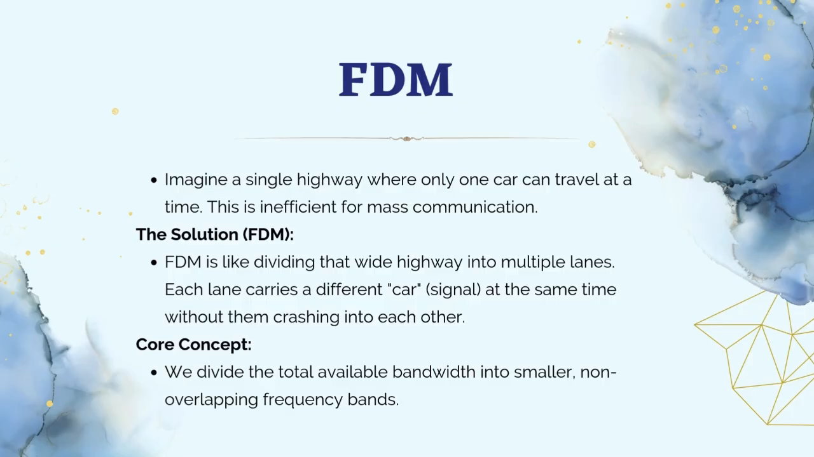Frequency division multiplexing, or FDM, is our solution. It's like taking the narrow road and expanding it into a massive multi-lane superhighway. Instead of waiting for one signal to finish, FDM allows us to divide the total available space into smaller, non-overlapping frequency lanes. This way, multiple messages can travel simultaneously, side by side, without ever crashing into each other.